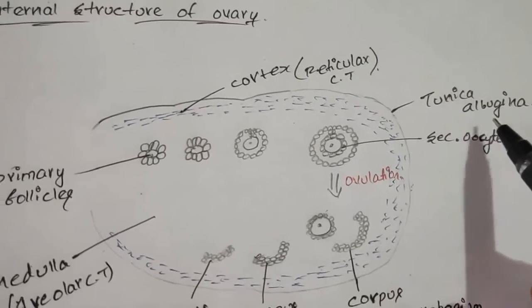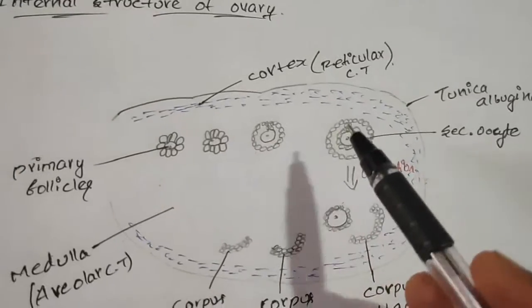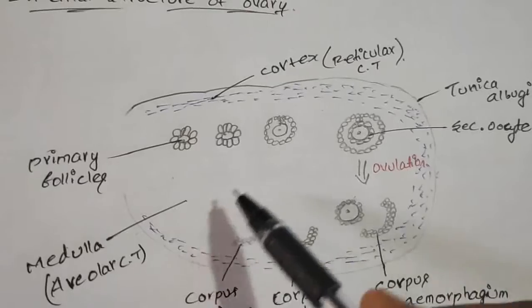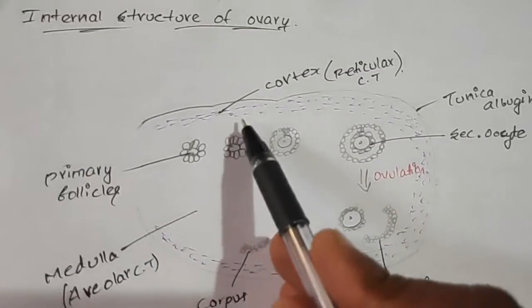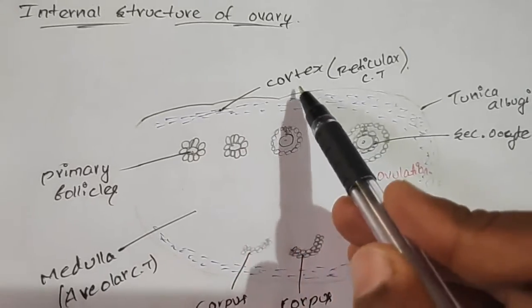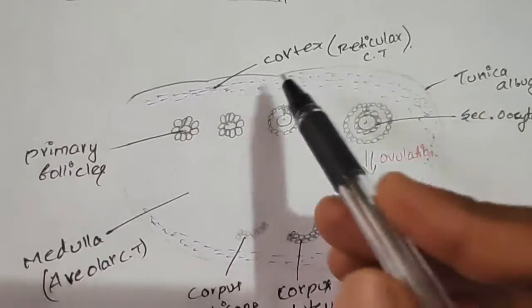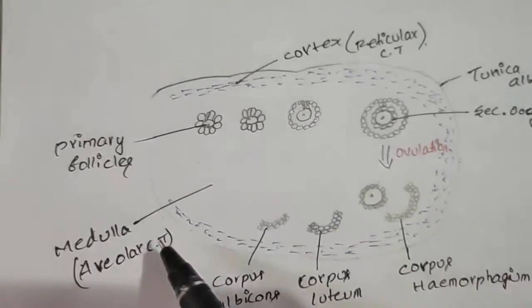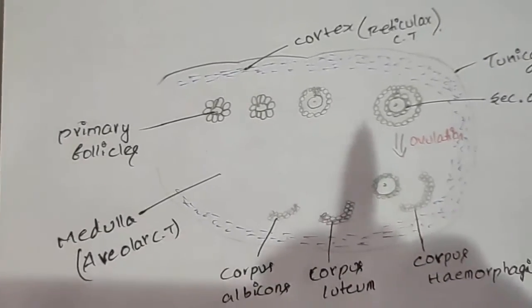It is the protective layer, and inside this tunica albuginea is a mass of cells, divided into two zones: the outermost zone and the innermost zone. The outermost zone is known as the cortex, made up of reticular connective tissue. Next to this cortex is the innermost mass of cells known as the medulla, which is made up of areolar connective tissue.